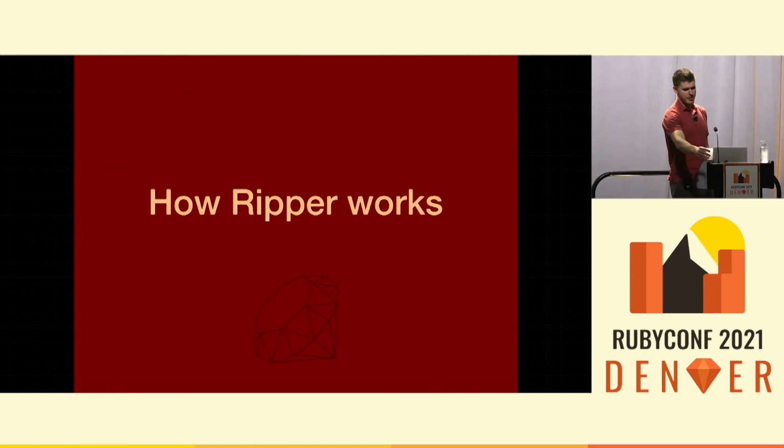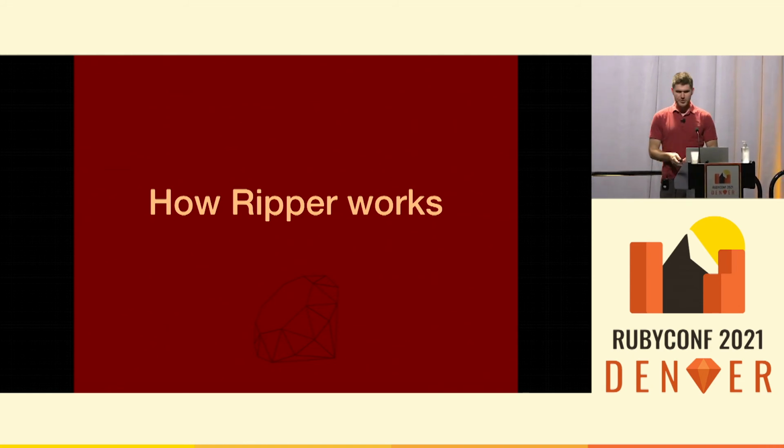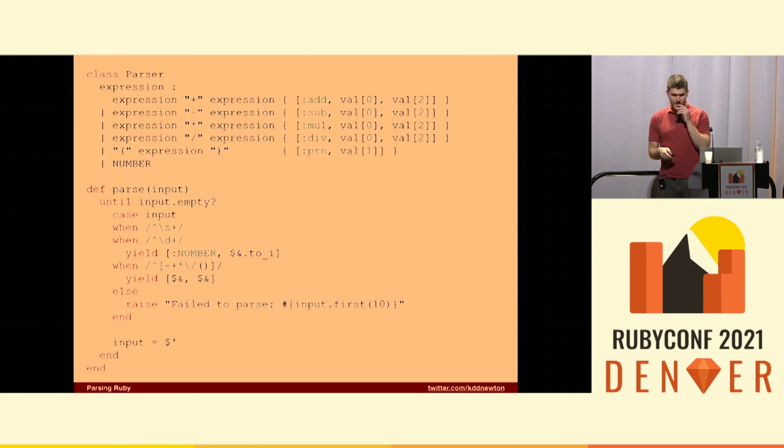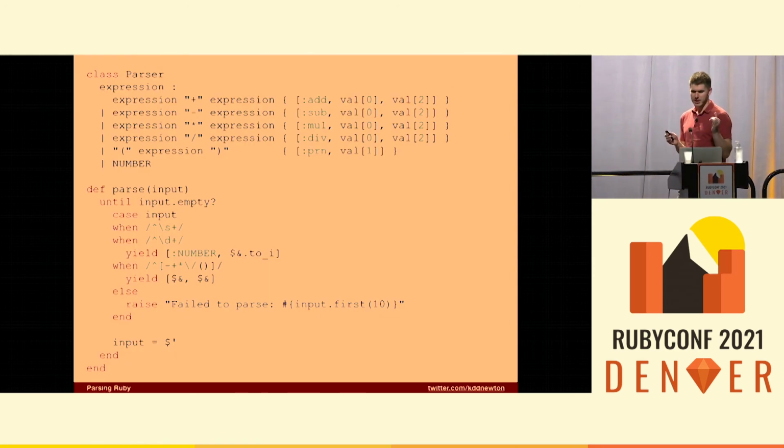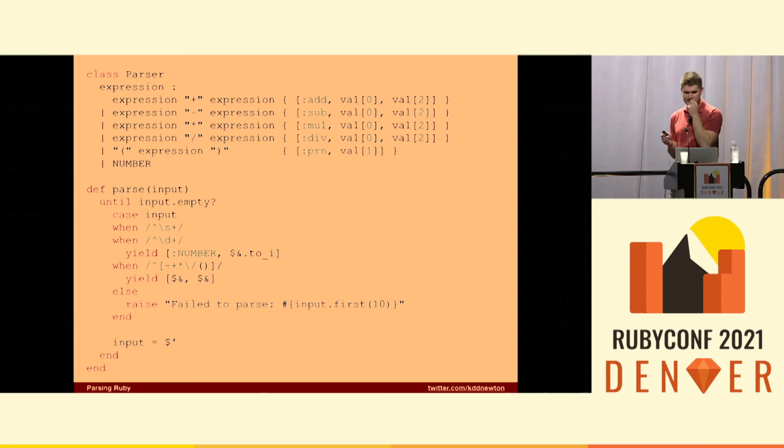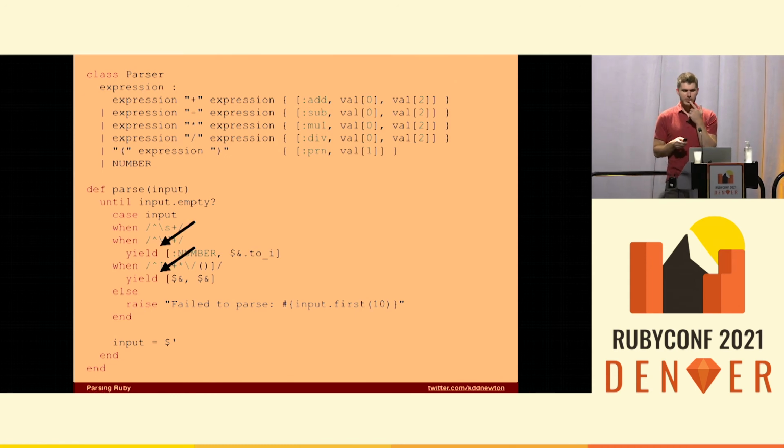Ripper is a standard library. It hooks into the parser. It gives you events. We go back to our grammar. We go back to our Parser Generator. We see this is our lexer down at the bottom. It's our grammar up at the top. Ripper is going to hook in here, and it's going to hook in here.